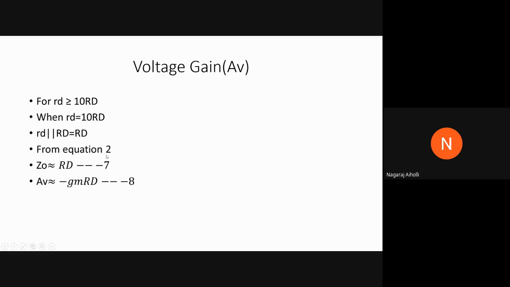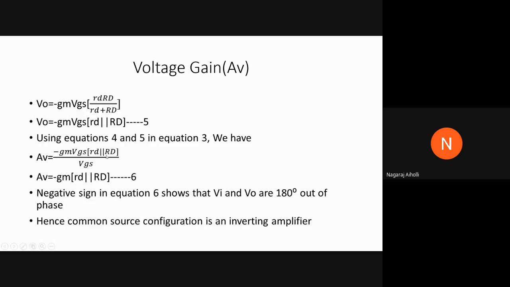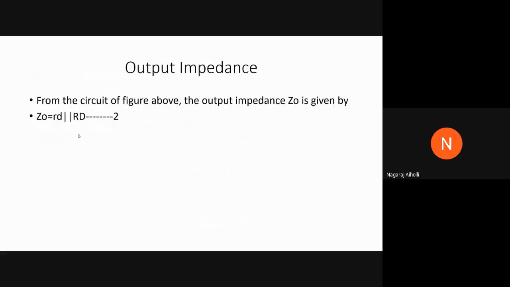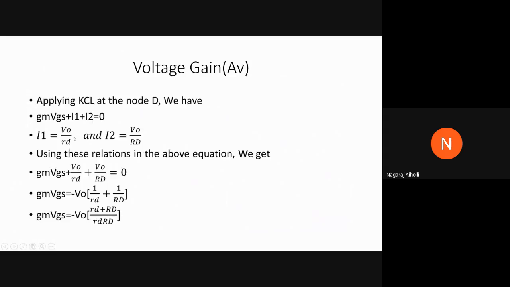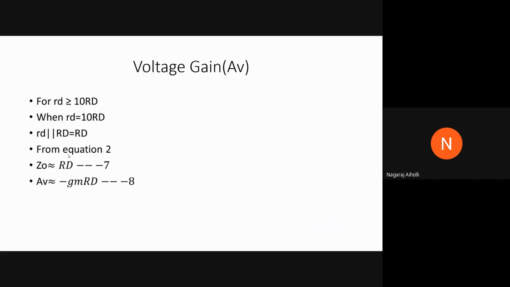So from equation 2, we have Z naught. Equation 2 is our RD parallel small rd parallel capital RD. Small rd we are taking as 10 capital RD parallel capital RD. So it will be capital RD. So Z naught will be equal to capital RD. And what about the AV equation?